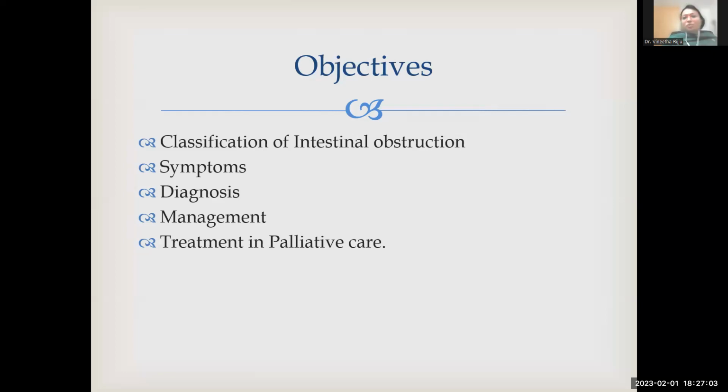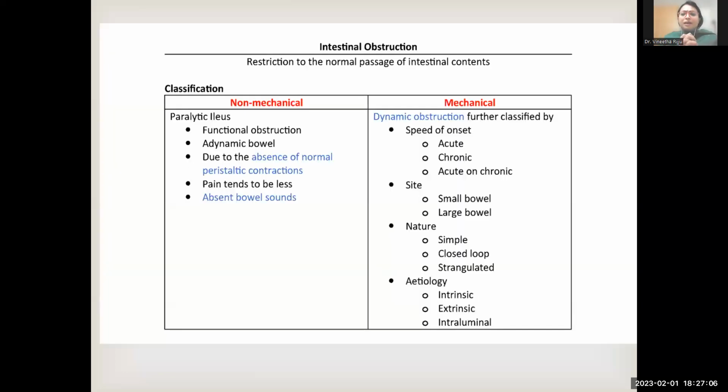So when we come to obstruction, we mainly classify it into mechanical obstruction and non-mechanical obstruction. Like how you were just saying some time back, paralytic ileus. There we do not have something sitting inside the intestine and blocking, like a tumor or a mass. There is nothing actually obstructing. It is just that the intestine is not moving. So it's a non-mechanical obstruction. It is usually seen in functional obstructions or adynamic bowels, where there is absence of peristaltic contractions. In this case, the pain is usually less and there is absent bowel sound.